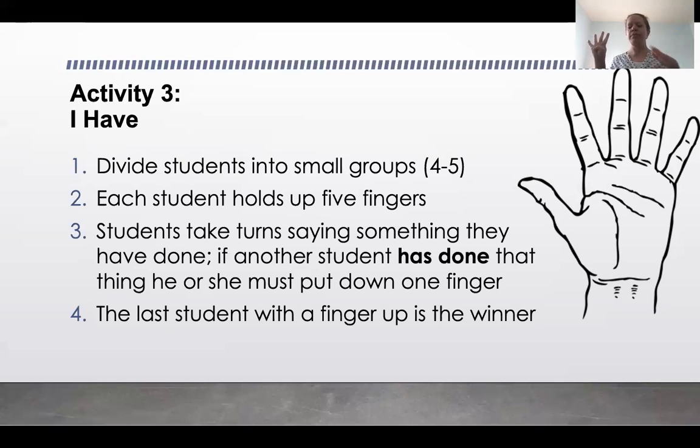We match. I would take my turn. Again, if we match, my friend would put a finger down. It's next my friend's turn. She says, I have broken my arm. I have not broken my arm. So my finger stays up. I don't need to put my finger down unless we match.